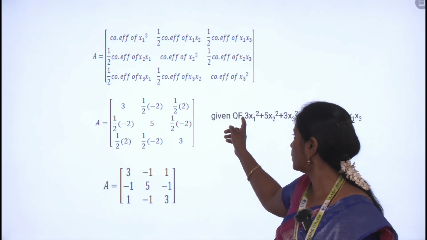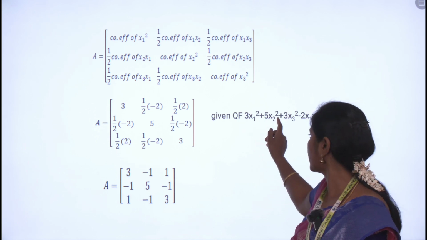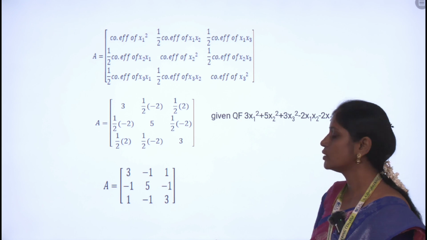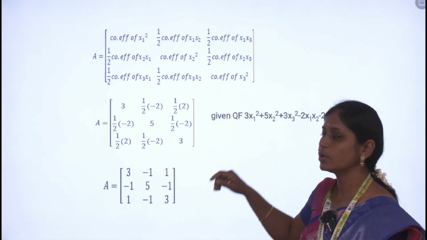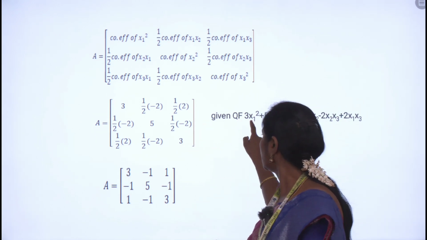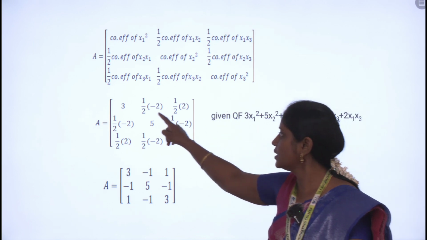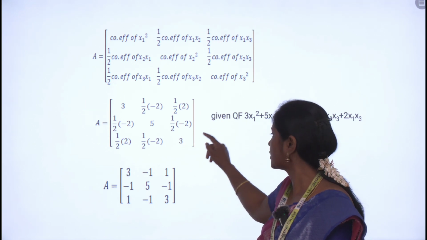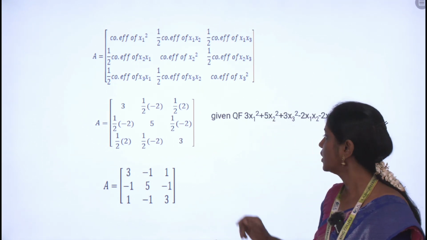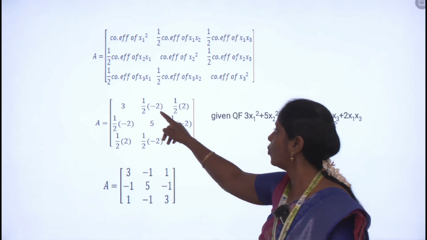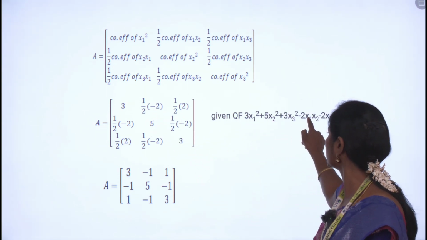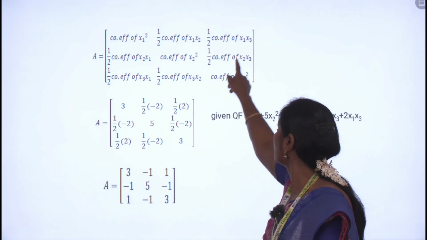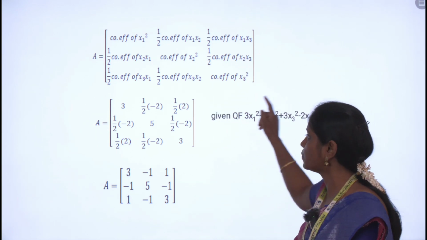The given quadratic form is 3x1 square plus 5x2 square plus 3x3 square minus 2x1 x2 minus 2x2 x3 plus 2x1 x3. Therefore, the coefficient of x1 square is 3, the coefficient of x2 square is 5, and the coefficient of x3 square is 3. For the remaining terms, we take half of the coefficient. 1 by 2 into coefficient of x1 x2 is minus 2, and 1 by 2 into coefficient of x1 x3 is plus 2.